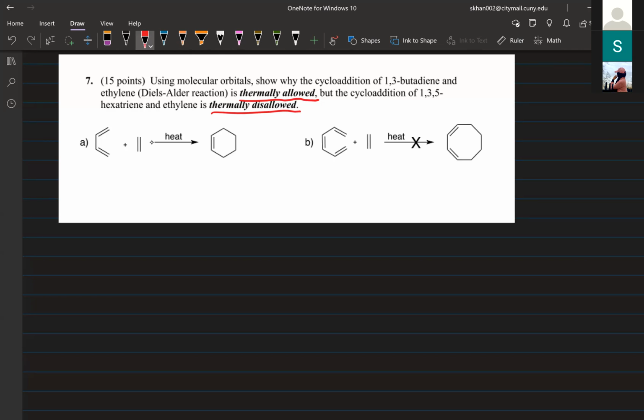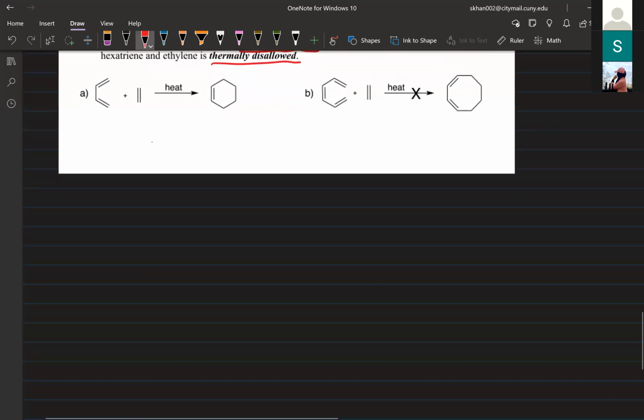So he tells you that this can happen, this can happen. You need to use MOs to show it. So let's start with A and show why it is possible. So we have 1,3-butadiene. That has how many p orbitals? 4. So how many molecular orbitals do we expect? 4. Good. So let's start drawing the MO diagram.